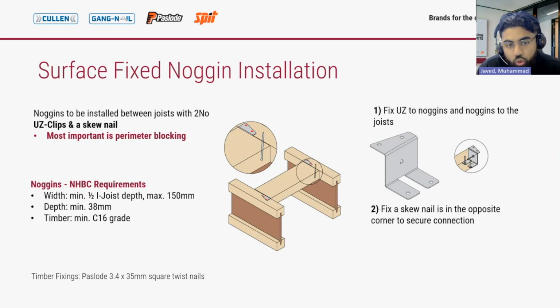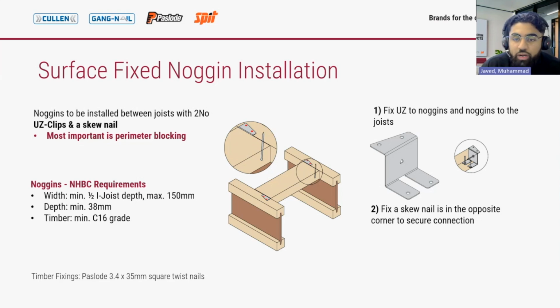So the most important is that perimeter blocking. Without this blocking, there's still a gap in which the walls can move under wind pressure. So the straps will provide restraint against the suction forces that apply on the walls, and that perimeter block will transfer wind compression forces into the floor diaphragm.